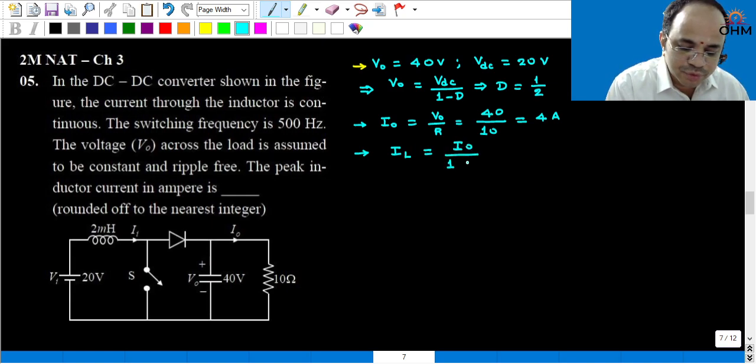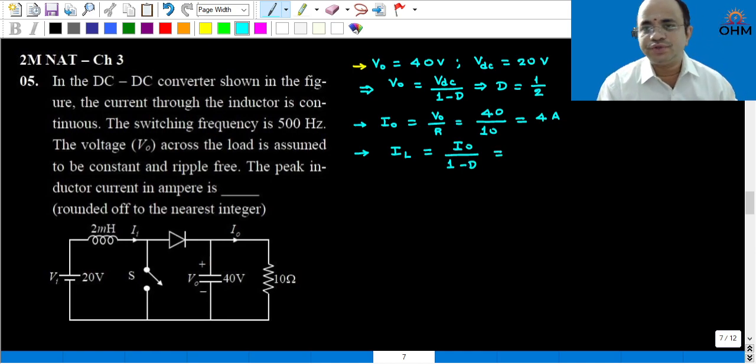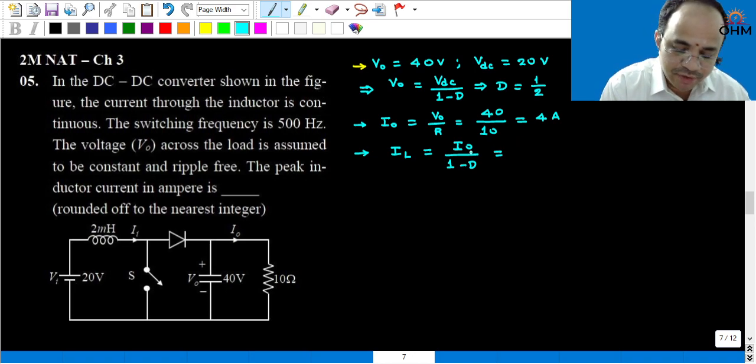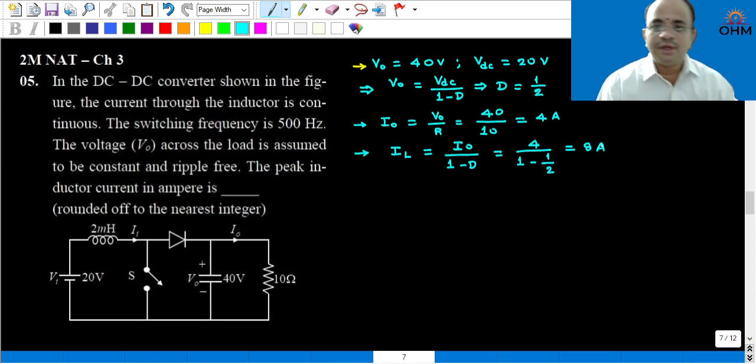In case of boost converter, the average value of inductor current, we can also say the input current, will be I0 upon 1 minus D. 4 divided by 1 minus 1 by 2 will give you 8 ampere. So, average value of inductor current will be 8 ampere, but we want peak value of inductor current.